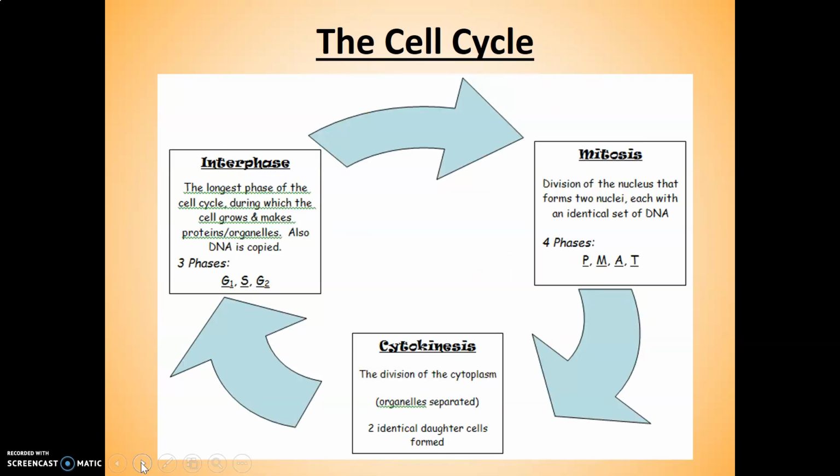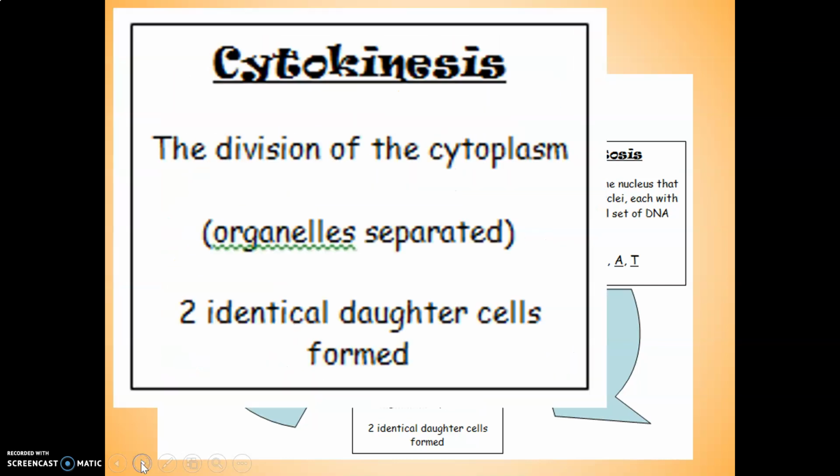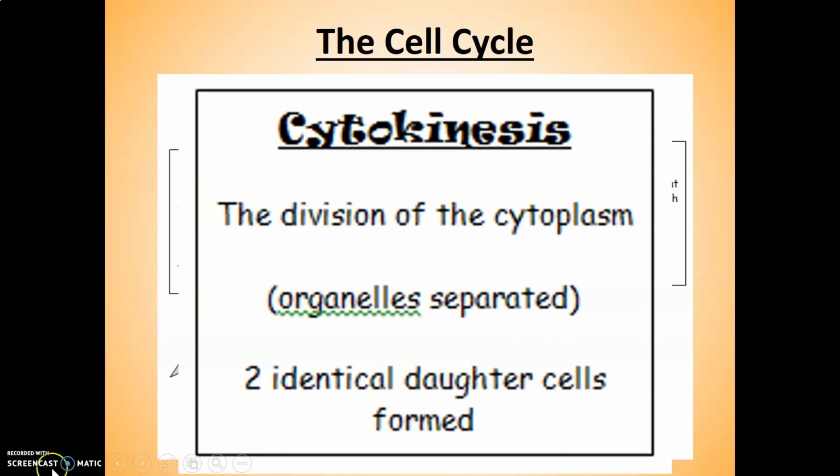And then the last part of the cell cycle is cytokinesis. Cytokinesis is the division of the actual cytoplasm within the cell, and this is when your organelles are separated. And you then have 2 identical daughter cells that are formed from one original cell.